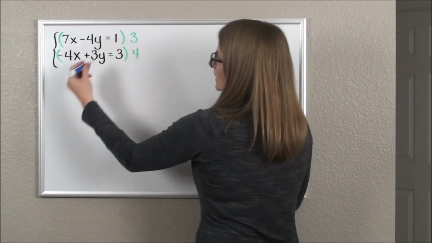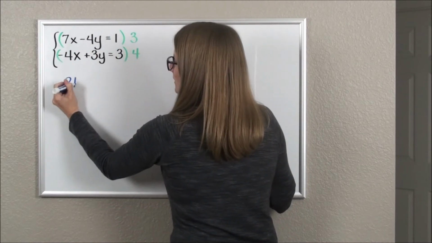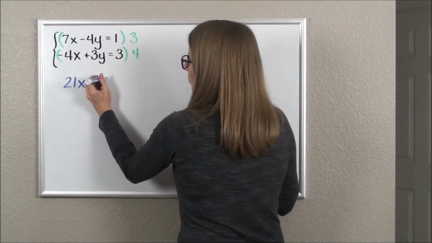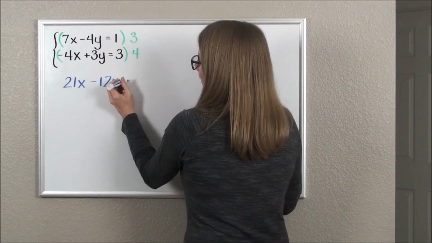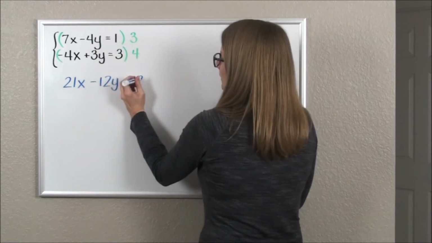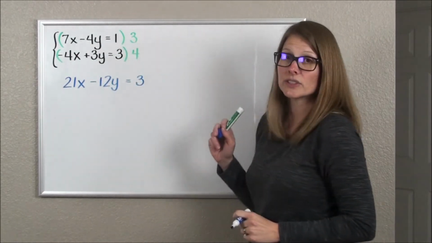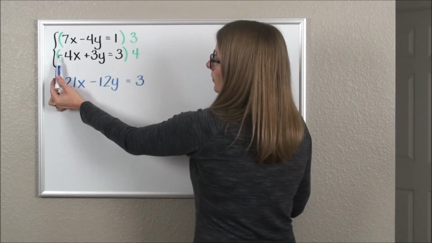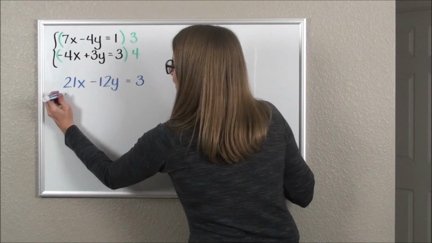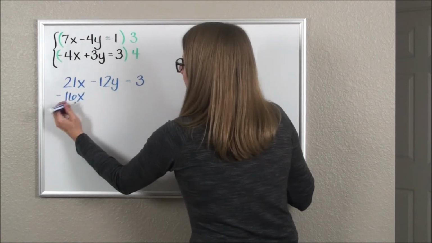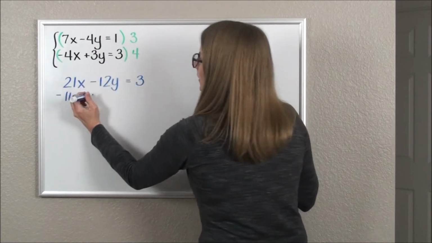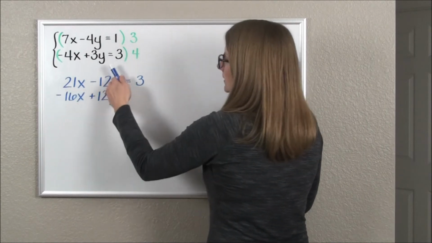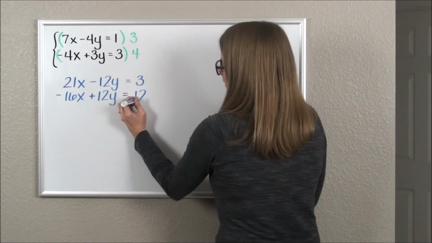So 7x times 3 gives us 21x. Negative 4y times 3 gives us negative 12y. And then 1 times 3 on the right gives us 3. For the second equation, same idea, this time multiplying by 4. Negative 4x times 4 is negative 16x. 3y times 4 is positive 12y. And on the right side, 3 times 4 gives us 12.